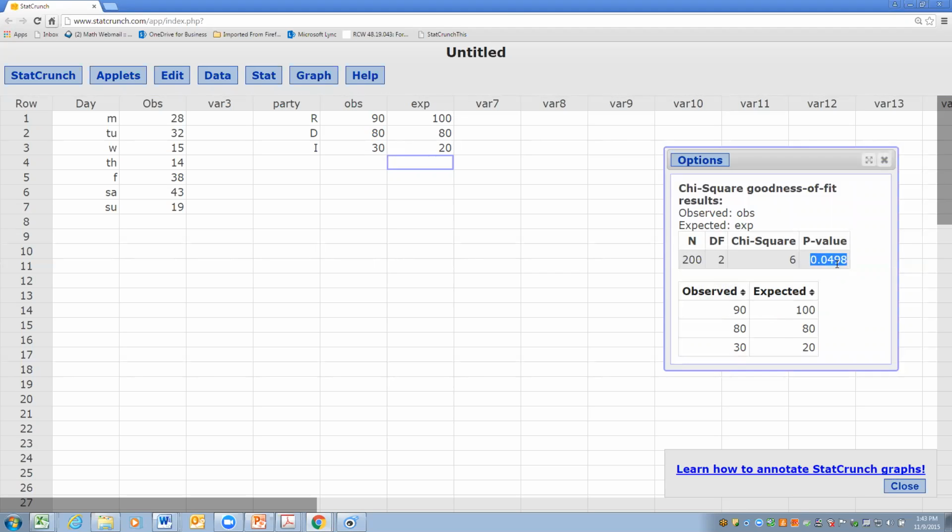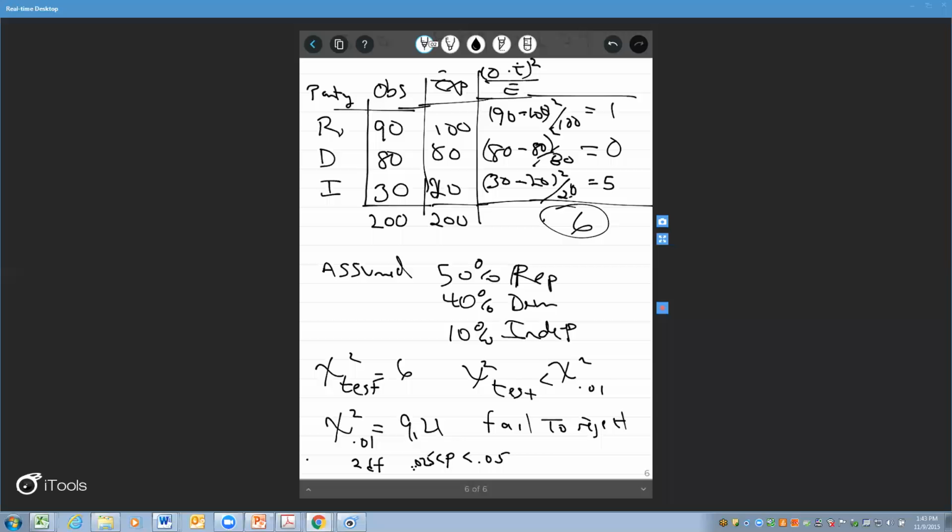Again, remember that whether or not you reject or fail to reject will depend on the level of alpha that you set. If I had set a 5% level of alpha, we would have rejected the null hypothesis. Since we were given a 1% level, we would fail to reject. So this concludes our discussion of examples of goodness of fit.